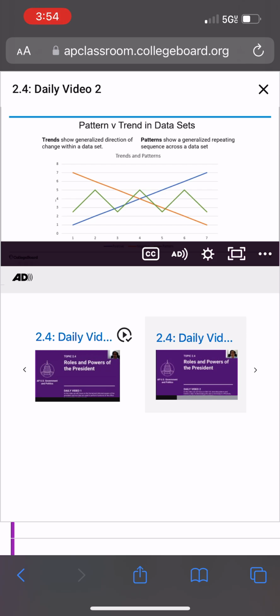And when we talk about patterns, it does not have to be perfect like it is here, where each time the line goes back to a 5. It could be variable in terms of the line, but if you see that there is a general pattern, then that would be called a pattern.